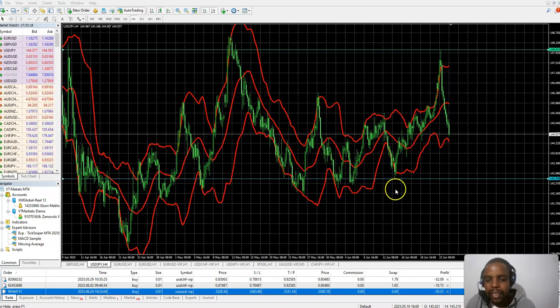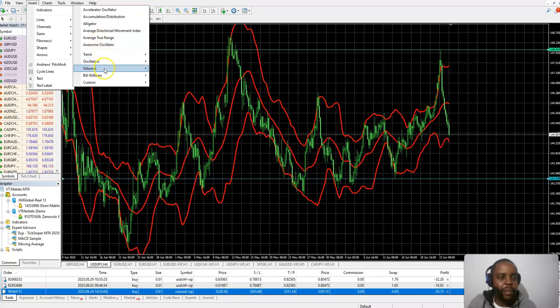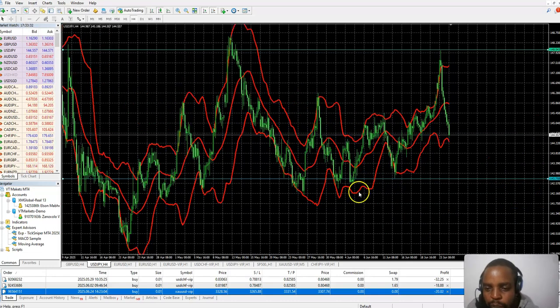So that's the basics of the Bollinger Bands. You just go up here, say Insert, then Indicators, come here to Trend, Bollinger Bands. Plug it in and see what you can do with it. If you have your MT4, use a demo account to test some of these strategies. You can see here that's a Bollinger bounce and the market came down quite strongly.